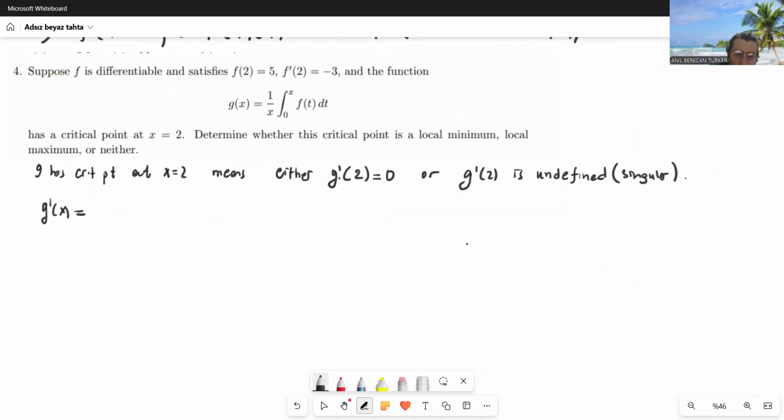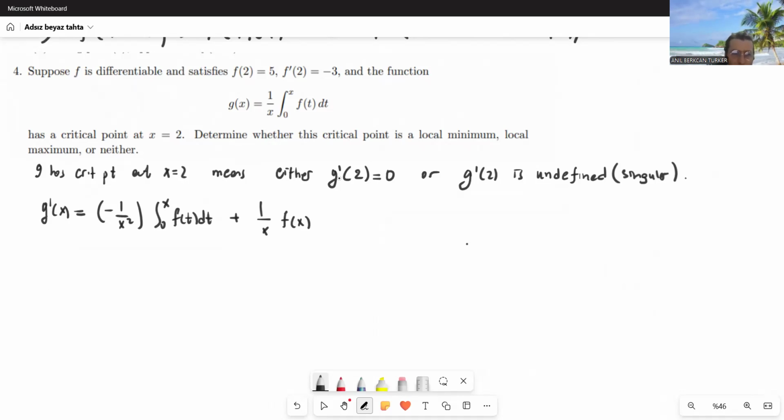So let's try to understand. Apply product rule. Minus 1 over x squared times the integral from 0 to x of f(t) dt, plus 1 over x. Also apply the fundamental theorem of calculus: f of x. When you take the derivative of this integral, you get just f of x, because the derivative with respect to x of x is just one.